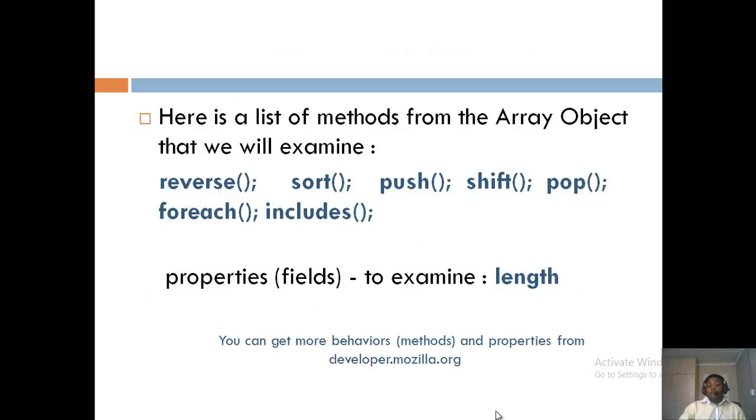So here's a list of methods that we are going to explore from the array object. We're going to look at the reverse method, we're going to look at the sort method, we'll look at push, shift, pop, forEach, and includes. I'm going to encourage you to take a look at the full documentation from the Mozilla developer link, which I've provided right here. The single property of the array object that we'll take a look at, of course, will be the length property. So let us go ahead and start practicing.